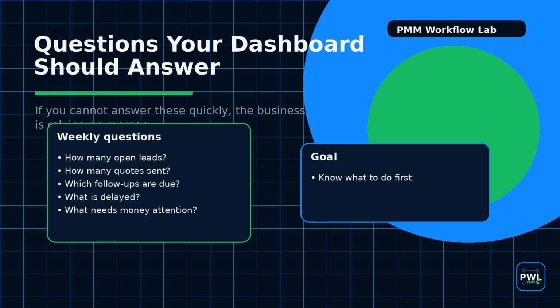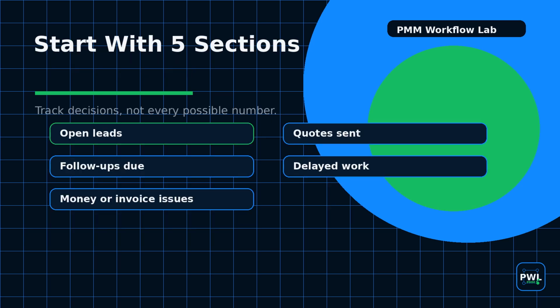A dashboard fixes that. Start with one spreadsheet. Create a tab called Weekly Dashboard. Then create 5 sections: Open Leads, Quote Sent, Follow-ups Due, Delayed Work, and Money or Invoice Issues. These 5 sections are enough for version 1. Do not try to track every possible number. A dashboard should help you make decisions, not create more work.